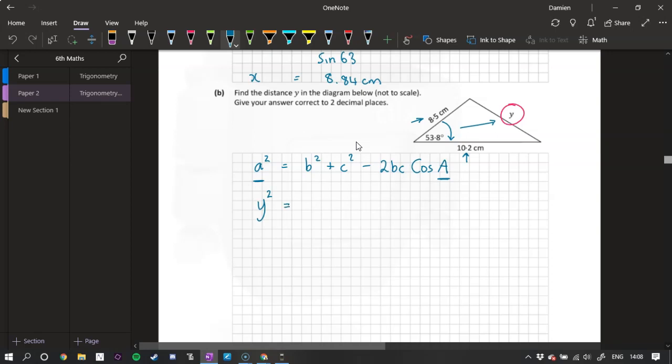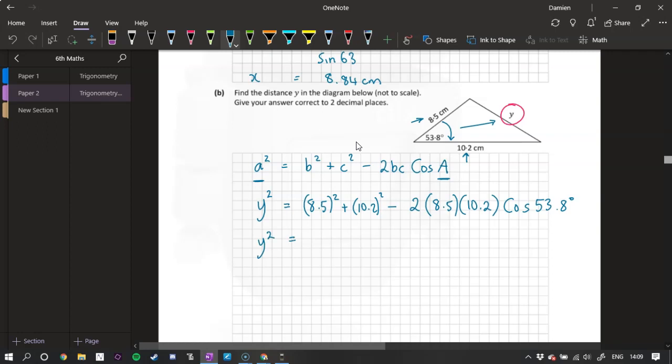So y squared equals, we're going to fill in all the bits and pieces, and it's going to be the cos of whatever's opposite y, which is 53.8 degrees. Now go back and fill in your b and your c, which are the other sides. So that's going to be 8.5 squared plus the c, which is 10.2 squared, and then minus 2 times b, which is 8.5, multiplied by c, which is 10.2, and then that's all multiplied by the cos of a, which is 53.8 degrees.